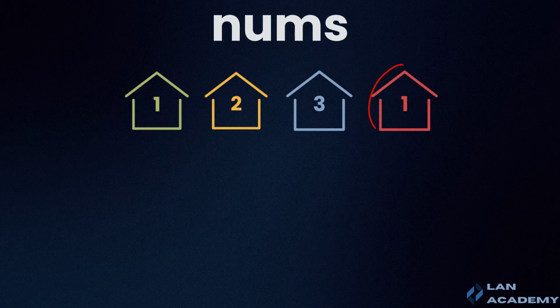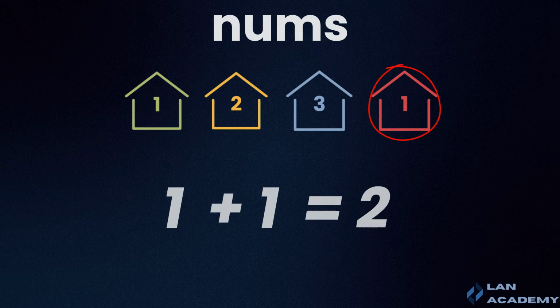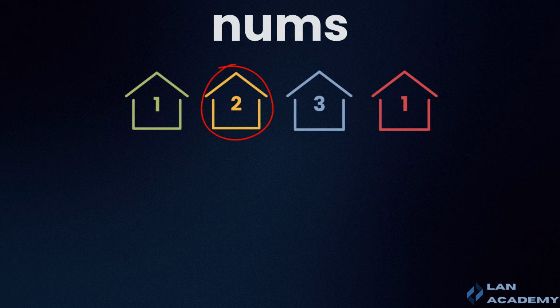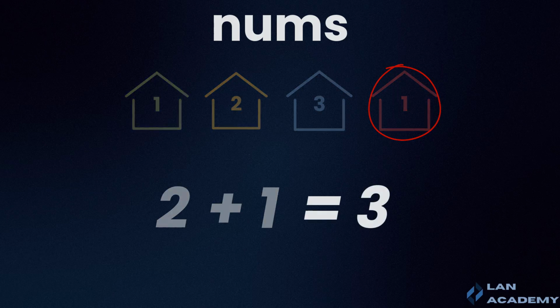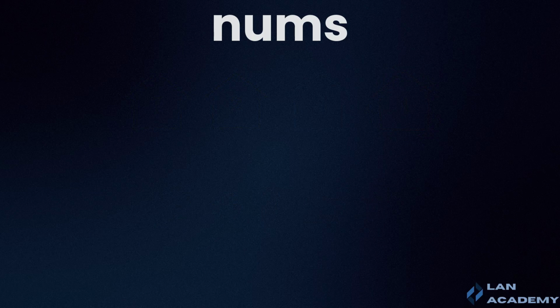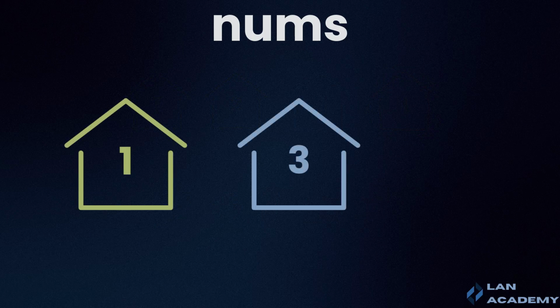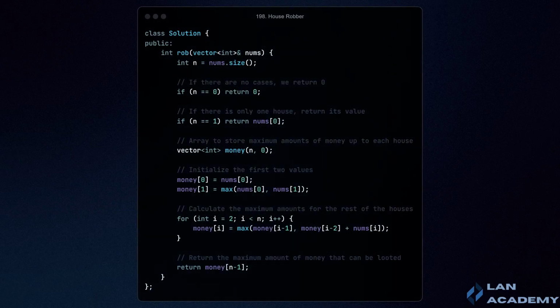Alternatively, if you rob house 3 with money equals 1, the total amount is 1 from house 0 plus 1 from house 3 equals 2. If you rob house 1 with money equals 2, you cannot rob houses 0 and 2, leaving only house 3. If you rob house 3 with money equals 1, the total amount is 2 from house 1 plus 1 from house 3, which equals 3. Therefore, the optimal solution is to rob houses 0 and 2, as this results in the highest total amount of money, which is 4.